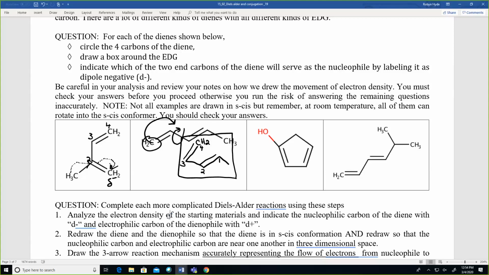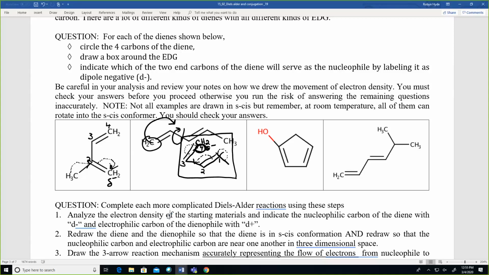So here's how we have to think about it. It is as if I am donating all this electron density towards carbon 1, but can carbon 1 handle 10 electrons around it? It can't. So where does it have to push electron density? It has to push electron density over here. Can carbon 3 now handle 10 electrons? It can't. So then I have to push electron density out over here to carbon 4. So carbon 4 is the most dipole negative carbon.